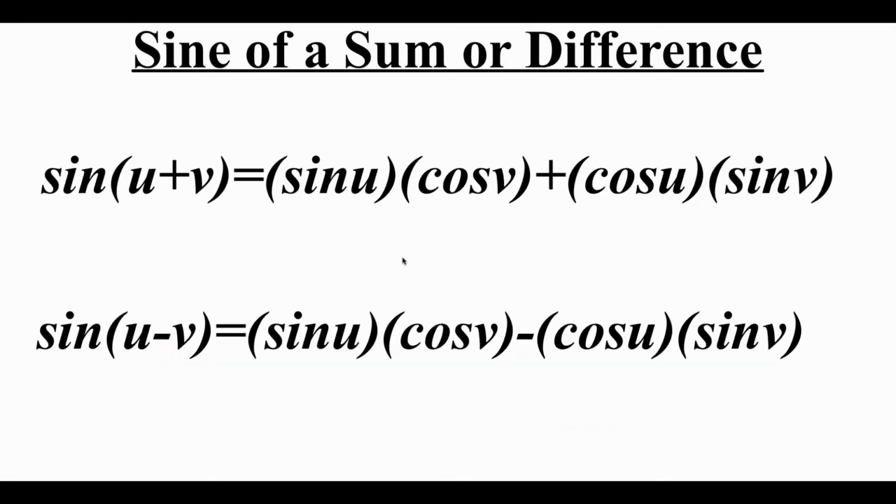Now, as we're evaluating the sine of a sum or a difference, here are the formulas we're going to use. If we're doing the sine of u plus v, we're going to take the sine of u times the cosine of v plus the cosine of u times the sine of v. Or if we're doing subtraction instead, the sine of u minus v, then we're going to take the sine of u times the cosine of v minus the cosine of u times the sine of v.